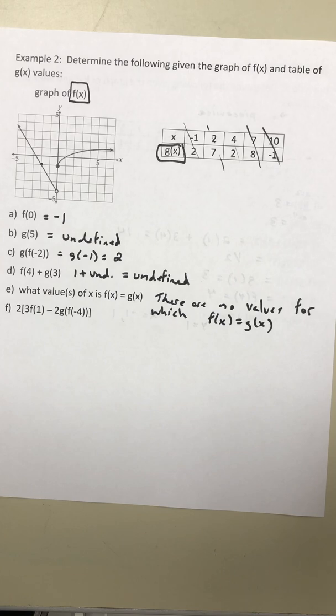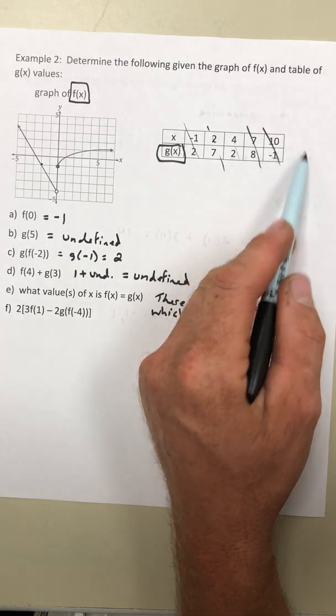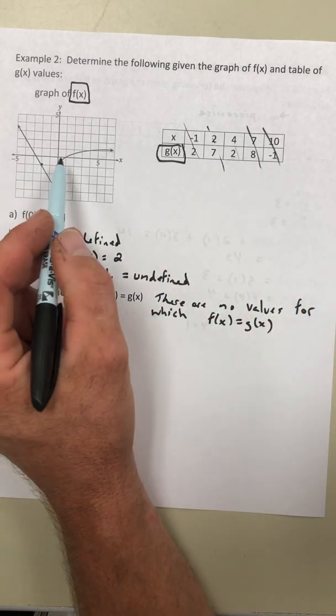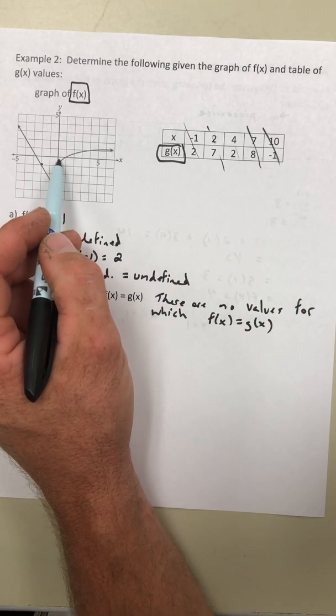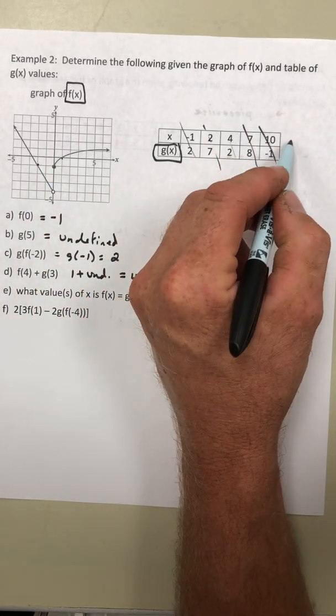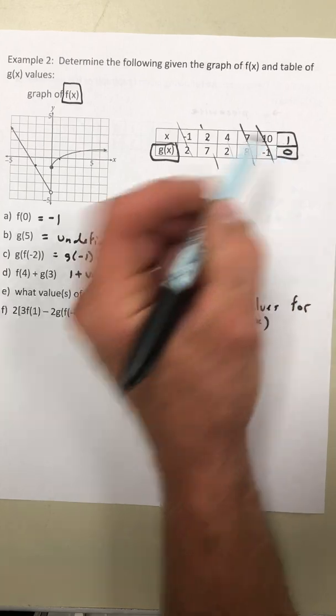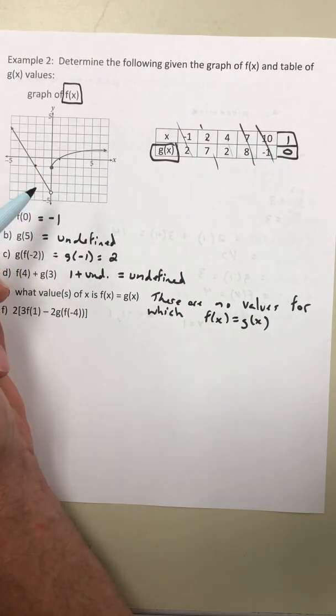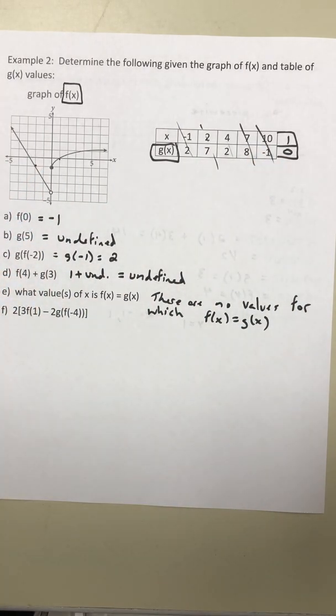Now, a nice question I could ask on a test or a quiz is create a point in the table of g of x such that f of x equals g of x. So what could we put in here? Well, we could put in the point right here. How about 1, 0? If I were to put in the point 1, 0, then f of x and g of x would be equal. And there is a multitude of points that we could do that for. So it's kind of an open-ended question that we could ask on a test or a quiz.